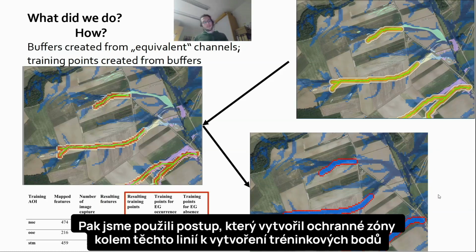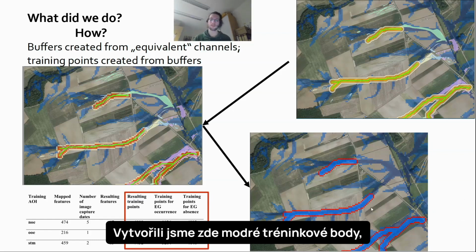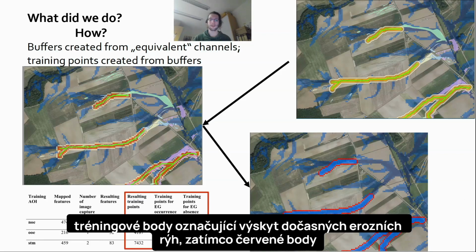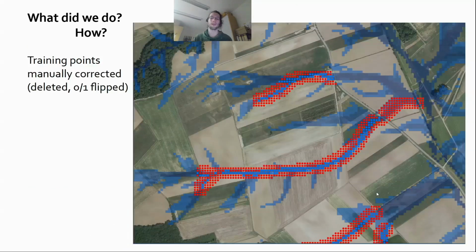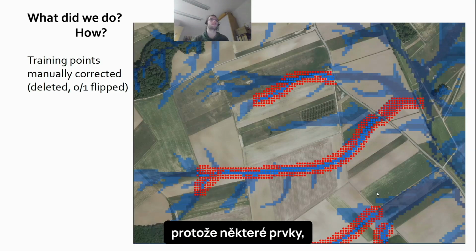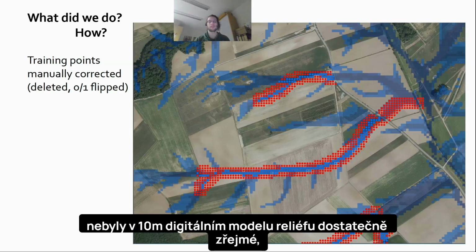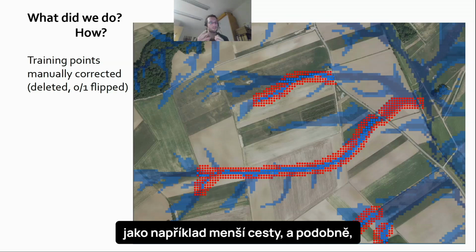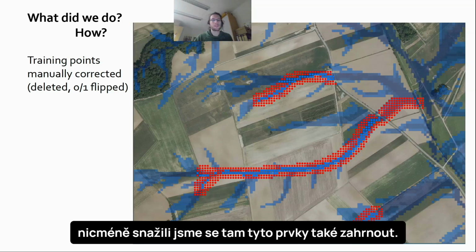And then we applied a buffering procedure to generate training points out of these lines. So we created the blue training points here. They are training points for ephemeral gully occurrence, and the red points are training points for ephemeral gully absence. These are needed for the modeling. And at the end, some manual corrections were still necessary because of features not present in the 10-meter digital elevation model, like small roads, stuff like that. We tried to include that as well in parts.